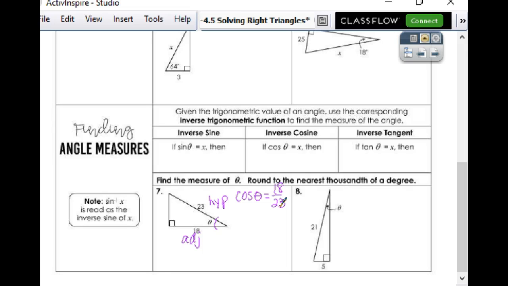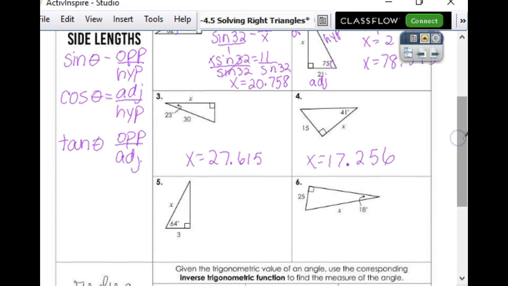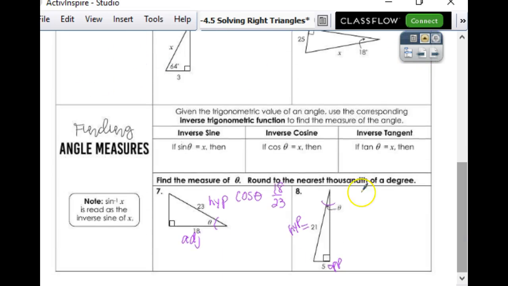So I'm going to label this one as well. Across from the right angle is the 21, so this is the hypotenuse. Here's my angle right here. So the side I'm given, does it touch the angle? No, so this is opposite. So I have opposite and hypotenuse, which is which one? It's sine, okay? So I'm going to have the sine of theta equals 5 over 21.